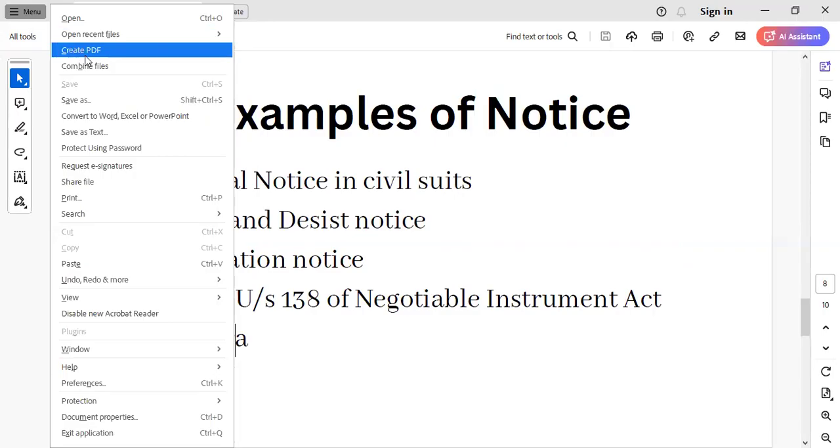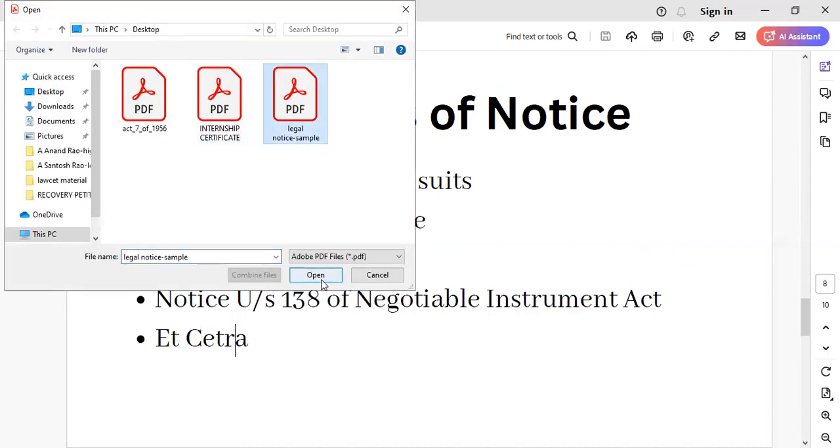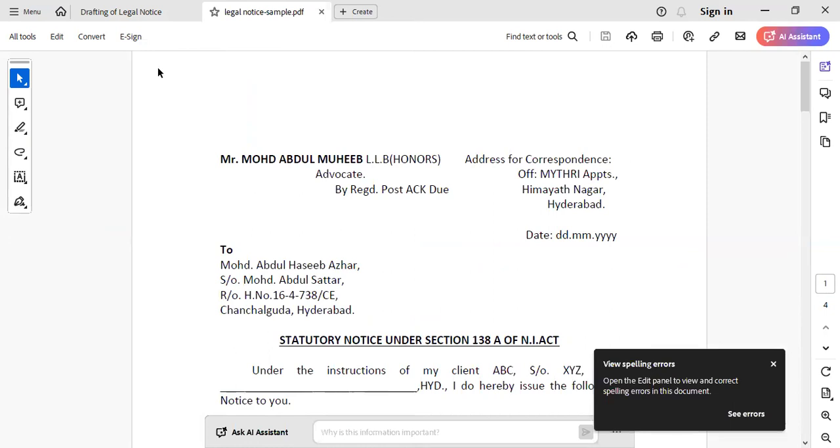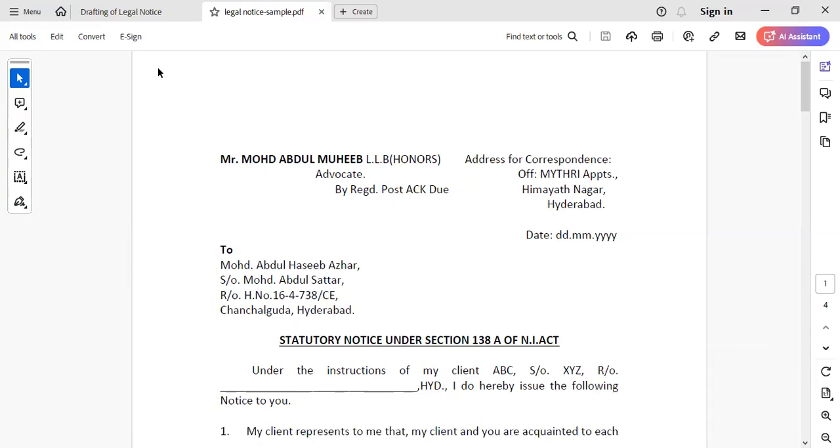Now, I'll give you one example of a notice under section 138. Please remember the pyramid of the notice: the most important information will be the first part. Important information, the money, is the very first thing. I have drafted one notice for one of my clients. First you should write your name, advocate, and address for correspondence. If you have a letterhead, it's okay. If you don't have a letterhead, you have to draft it yourself.